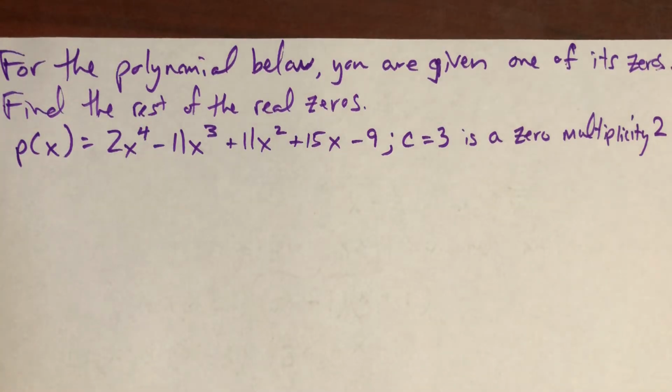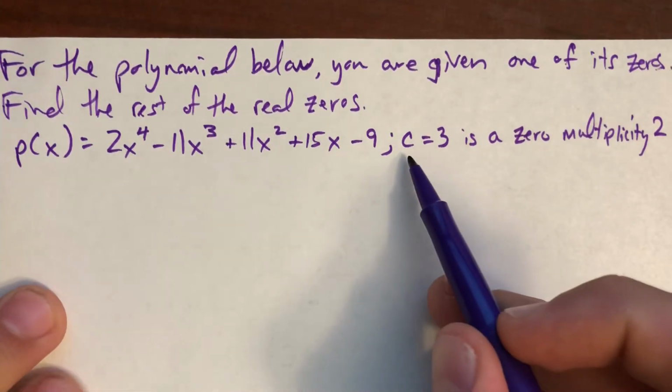Right, so we've got a polynomial, we're given one of its zeros, and we are tasked with finding the rest of the real zeros. There was another video with this same problem, and we used long division for that. But if we wanted to do this in a little bit quicker way, we can use synthetic division. So let's go ahead and do that.